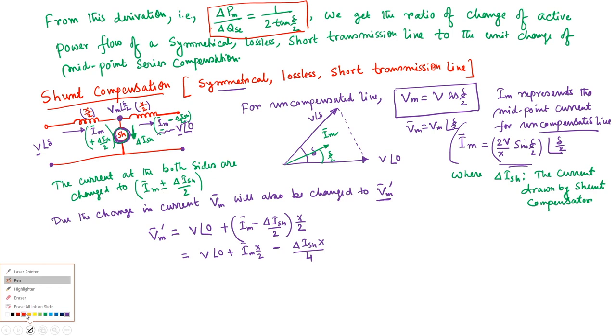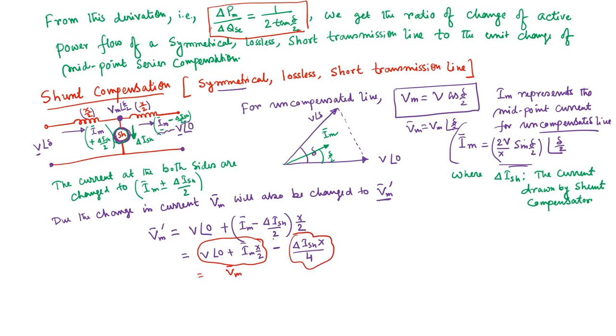Now, if you look at this expression, V plus IM multiplied by x by 2, this was our original VM. Therefore, this is the change that will happen due to this del ISH current. These changes can be represented by del Vm. If we do not have this shunt compensator at the midpoint, this was our midpoint voltage expression, that is Vm, and this is the change of Vm. So, we can write del Vm magnitude is equal to del ISH x divided by 4. This is the change of the midpoint voltage that we get from the current drawn by the shunt compensator.